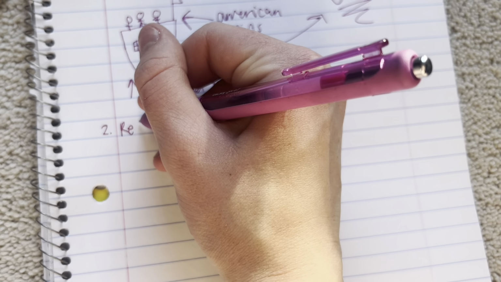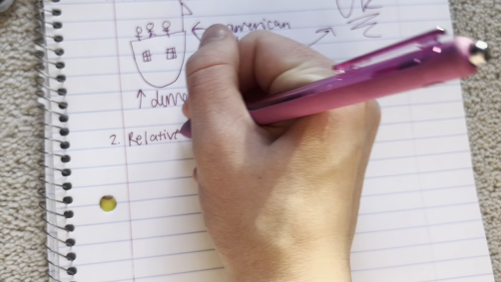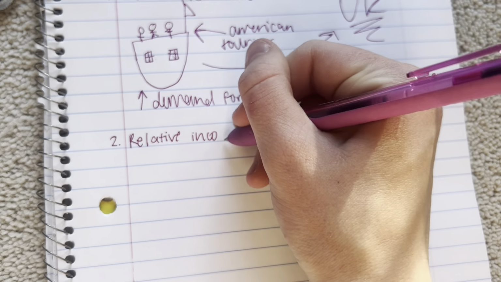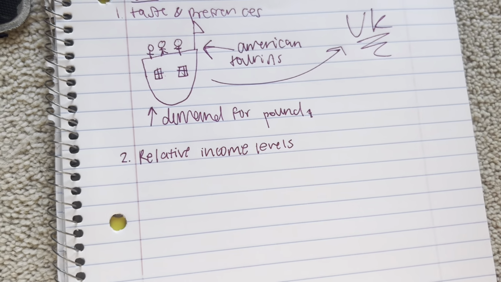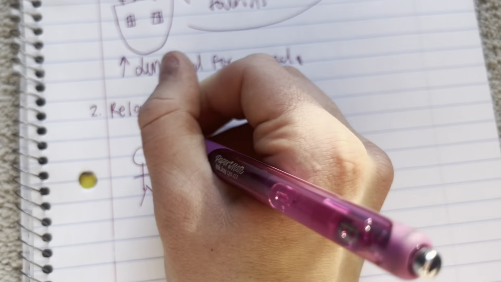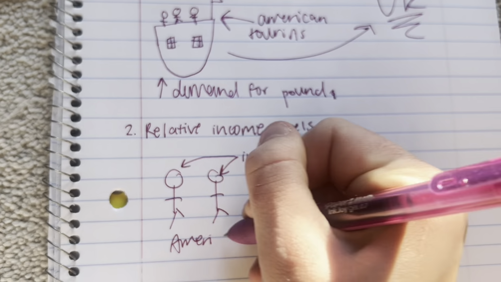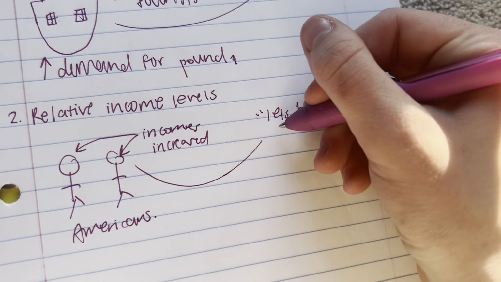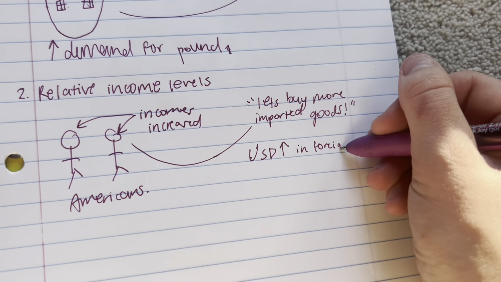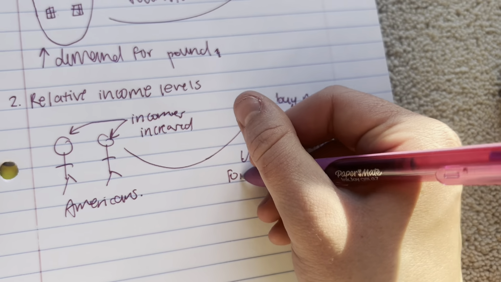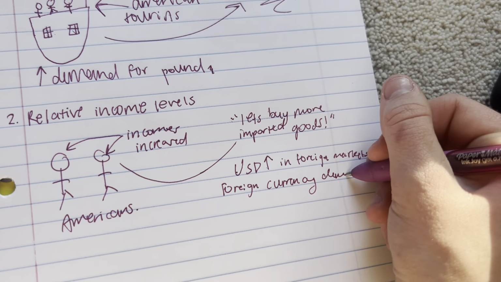The second one is relative income levels. If a country experiences economic growth and its citizens' incomes rise, they consume more goods, including imports. For example, if US incomes increase, Americans buy more imported goods. This causes the demand for foreign currency to increase and the supply of US dollars to increase in foreign markets, causing the dollar to depreciate.